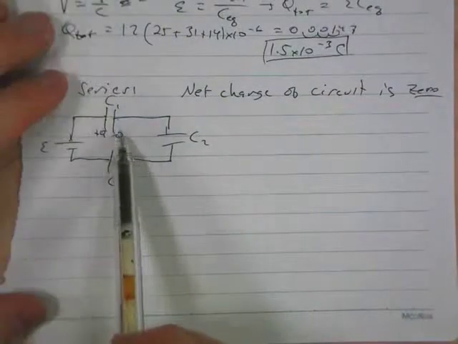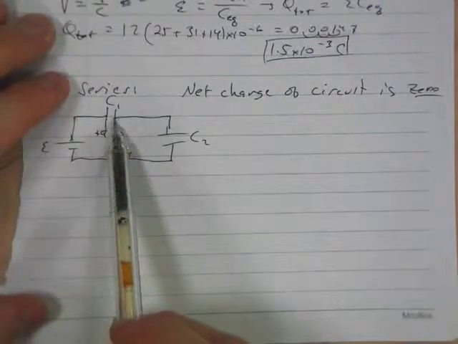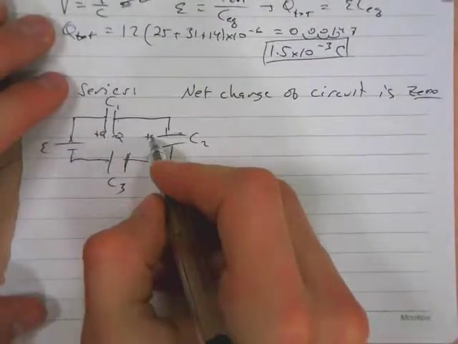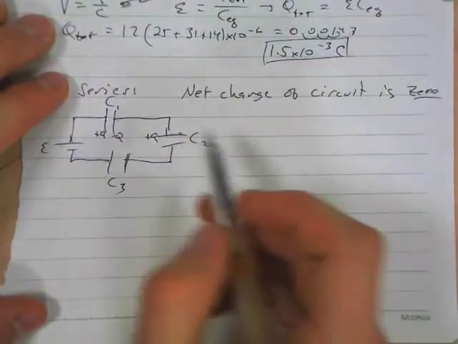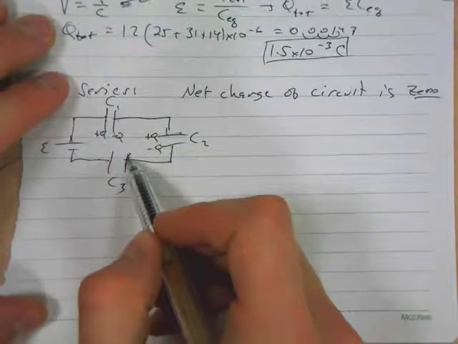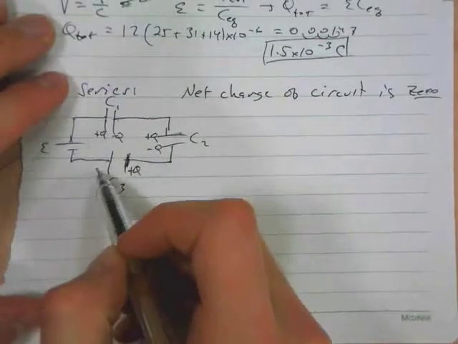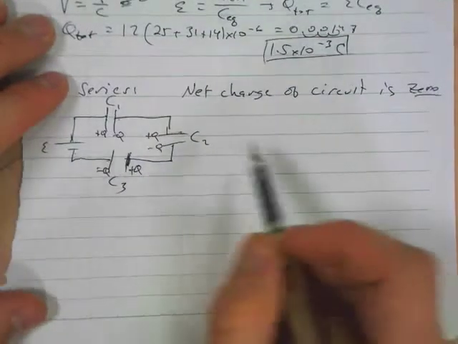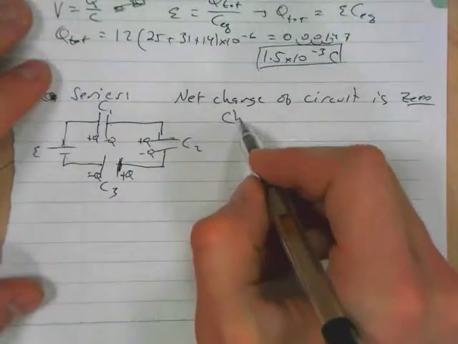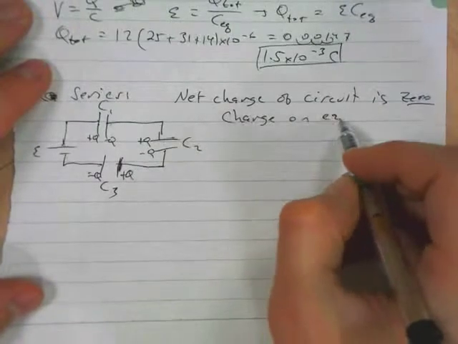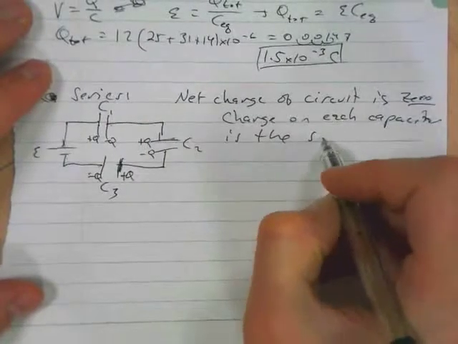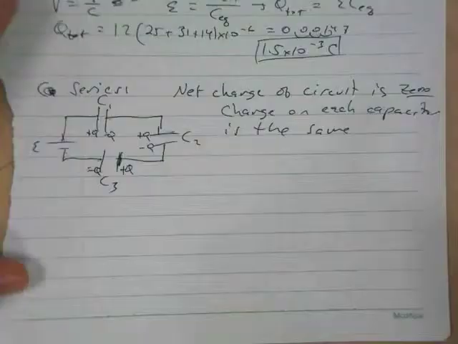So the electrons that show up to give this plate a charge minus Q have to come and flow up from this plate, which means that this plate also has a charge plus Q. And because it has a charge plus Q, it attracts this charge minus Q over here, which comes from electrons flowing off of this plate, which then gains charge plus Q, and this one gains charge minus Q. So the thing that's the same for capacitors in series is that the charge on each capacitor is the same. And that's because of the conservation of charge.